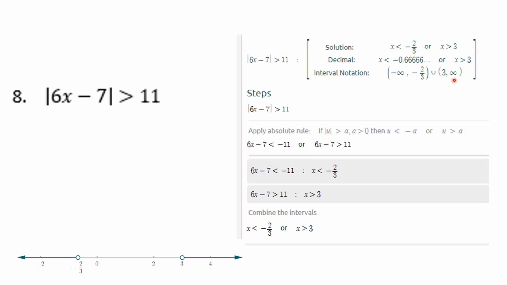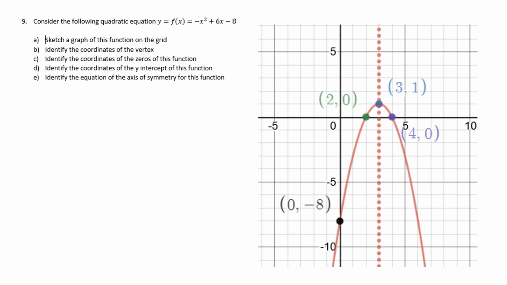This will be 3, that'll be 3. And then the graph should look like this, and that will also be 3. Give yourself 1 point if you didn't get any of those right, but did work the problem. Here is number 9. Several things you were supposed to do.